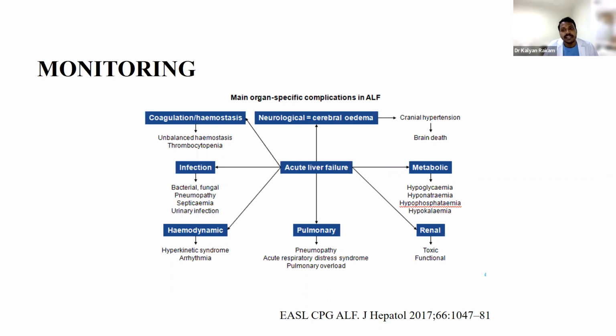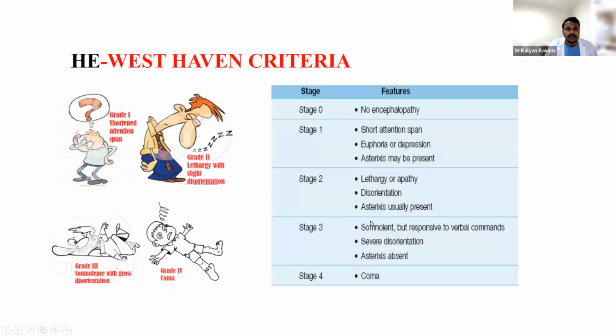And also metabolic: hypoglycemia, as we already discussed, is the most common thing, so we need to monitor the sugars, and hyponatremia, hypophosphatemia, hypokalemia, and hyperlactatemia. The liver clears the excessive lactate from the body, so in a failed liver, lactate clearance is not done properly and the lactate level goes up. So we have to monitor the lactates continuously. And also acute renal failure is very common in a patient with acute liver failure, so urine output monitoring should be done and documented.